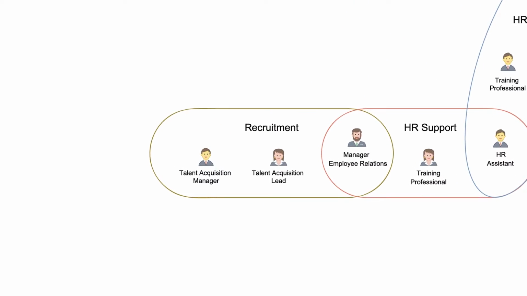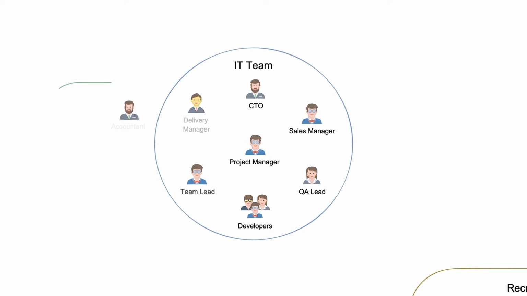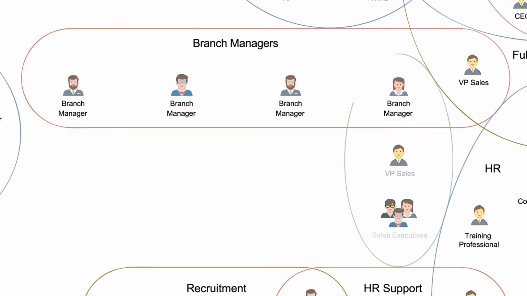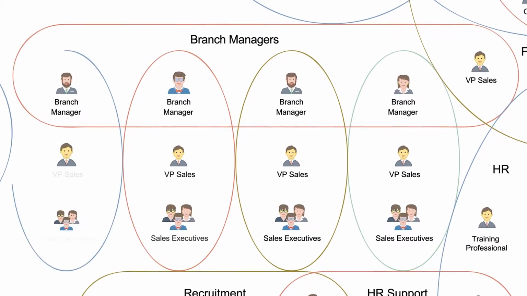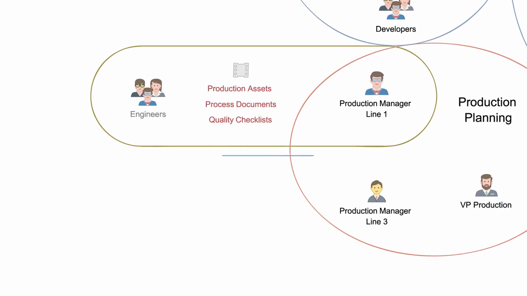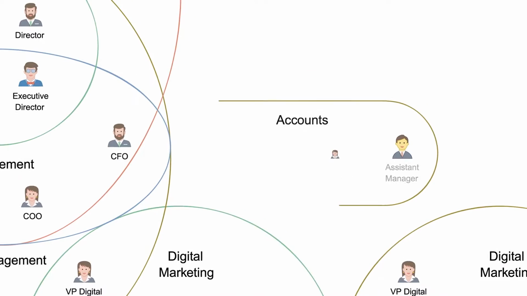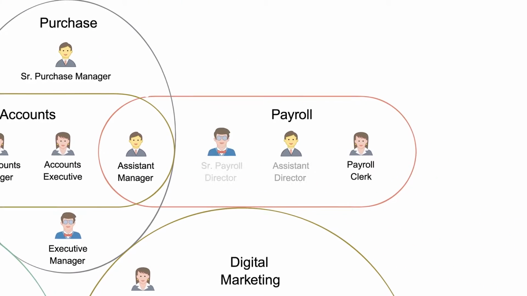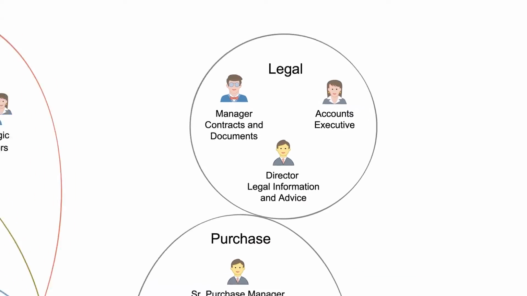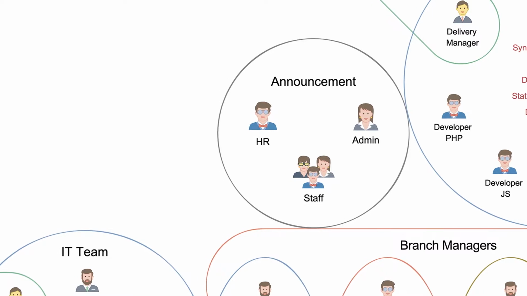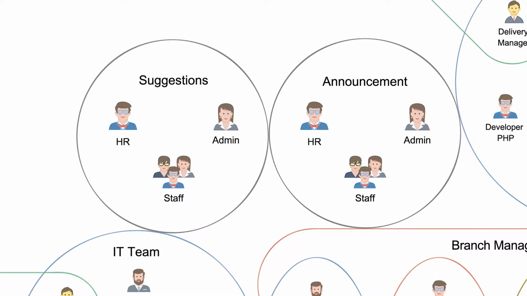recruitment, an IT team for ticketing support, a team with your sales branch managers, regional sales teams, a production planning team, a team for each production line, your accounts team, purchase team, payroll, legal, finance, an announcement team for your staff, a suggestions team to invite suggestions from your staff, and so on.